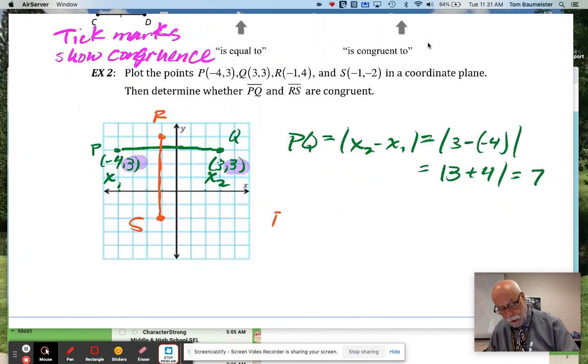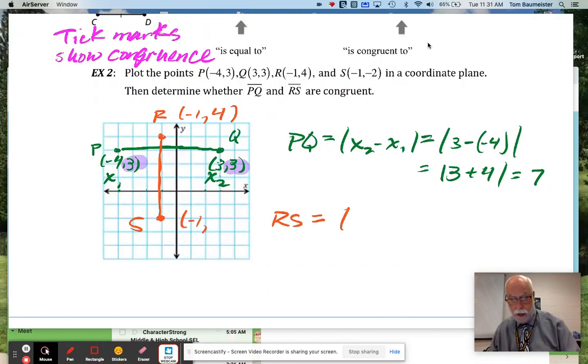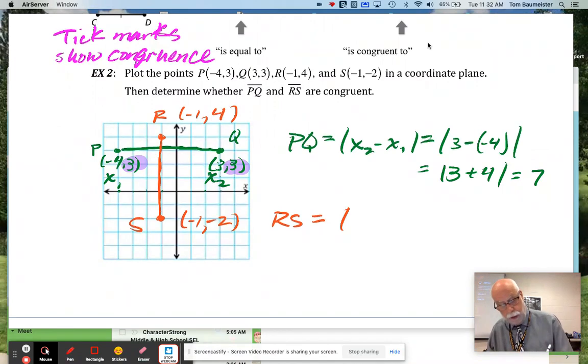For RS, all right, so if I do RS, I'm going to have our R point was -1 and 4. Our S point was -1 and -2. So on that one there, which ones are the ones that stayed the same? So it looks like the x has stayed the same. So we're going to say then that it has to be the y direction.